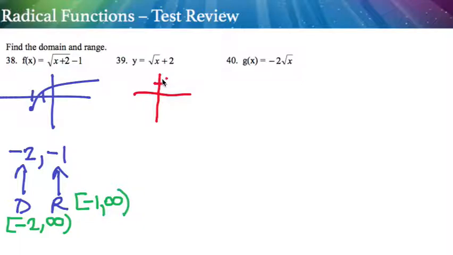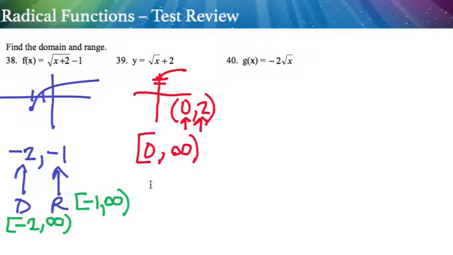Number 39 is up two. So right here, I'm just shifting it 0, 2. Okay, so up to 0, 2. So the 0 is your domain, the 2 is your range. So I'm going to take 0 and do this, and then I'm going to take 2 and do that. Okay, now 0 is my domain because I'm going from 0 to infinity. 2 is my range because I'm going from 2 to infinity. Okay? All right, so this might be the one that's a little bit more difficult.